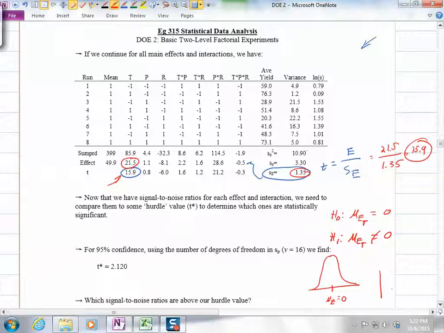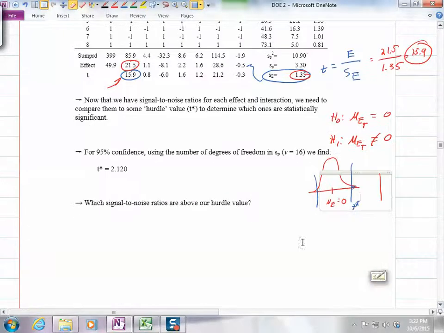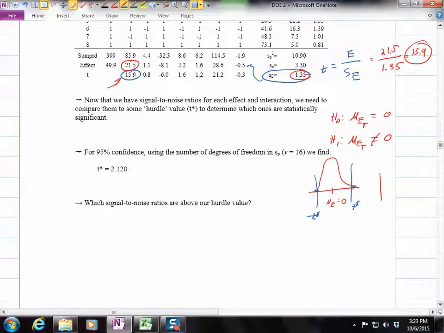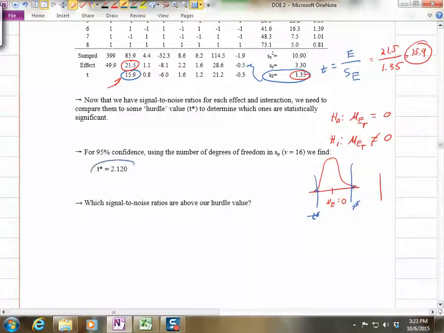We're going to compare it to, we could get a p-value from it, or we could get a t star. If we calculated a hurdle value for t with an alpha of 5%, we could compare all these values to the hurdle value. The hurdle value is, in this case, 2.12. And then each one of these that is larger, greater than 2.12.